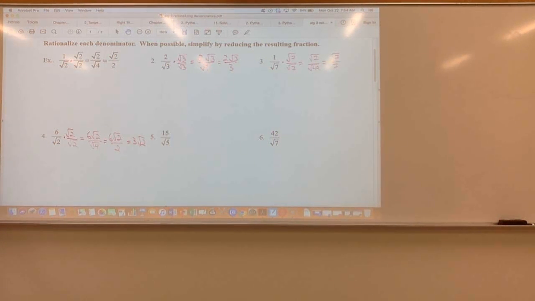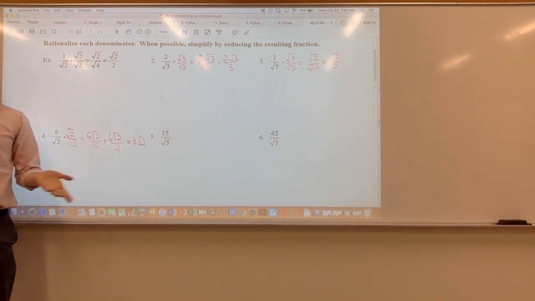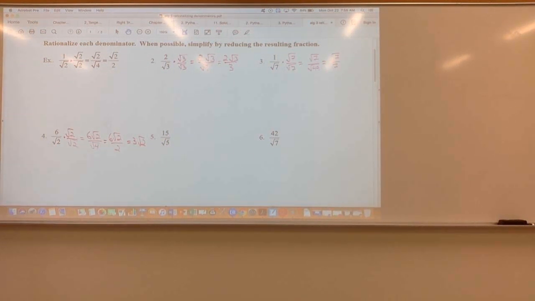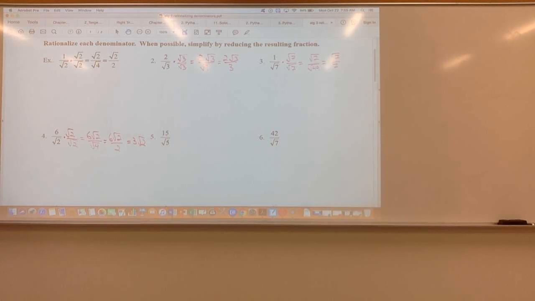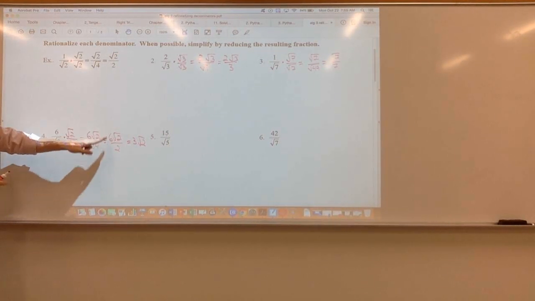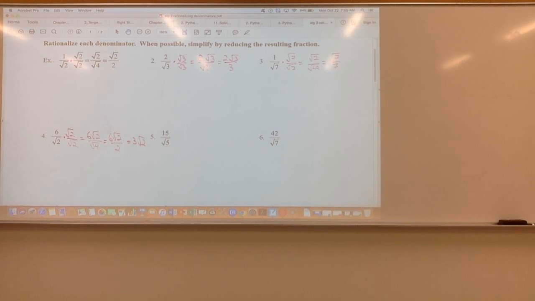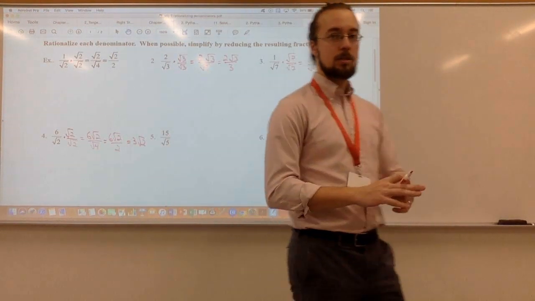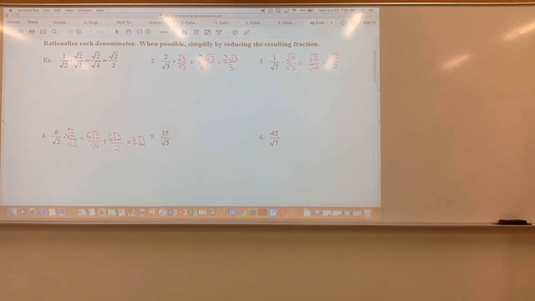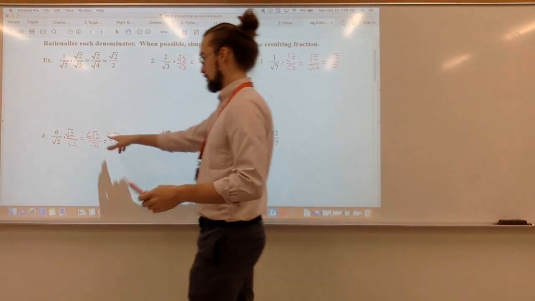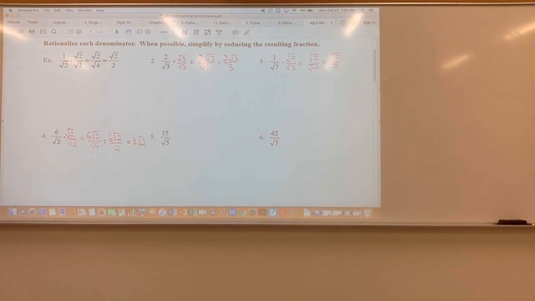Now, if you want to write it over 1, you can. You can think about 6 over 2 reducing to 3 over 1. That's okay if you want to write it over 1 like that. But that's what this last sentence of the directions means: whenever possible, reduce the resulting fraction. Are you okay with that one? And then try 5 and 6 here. On both of these, the fraction will reduce.